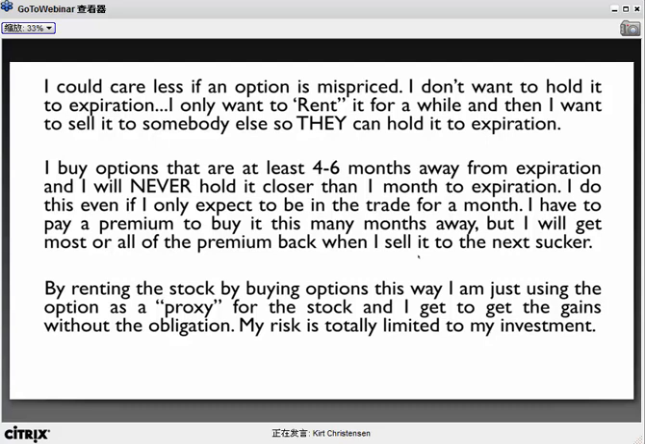We buy options that are at least 4 to 6 months away from expiration and never hold it closer than 1 month to expiration. We're also buying typically options that have a delta of 70 to 75, which quite simply means these are in the money options. These are hedging options. They're not speculative options. And by renting the stock, by buying options this way, I'm just using the option as a proxy for the stock, and I get the gains without the obligation. My risk is totally limited to my investment.